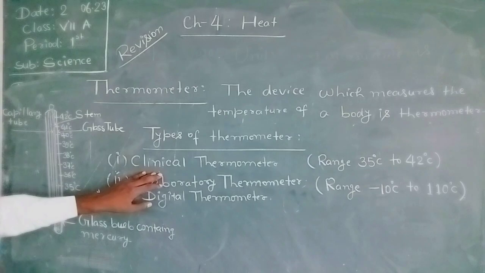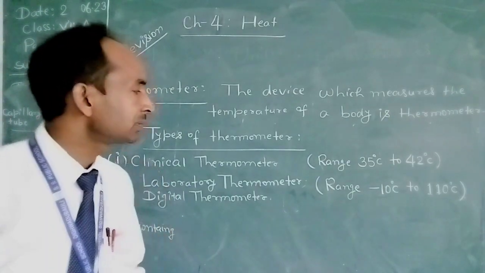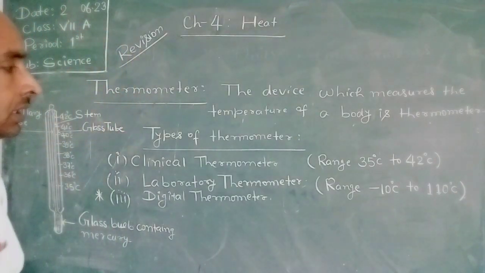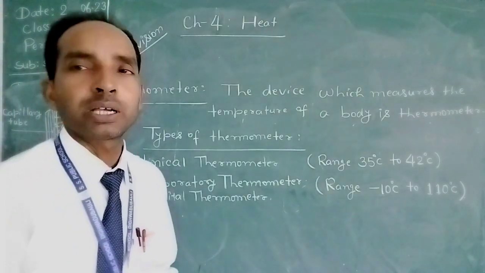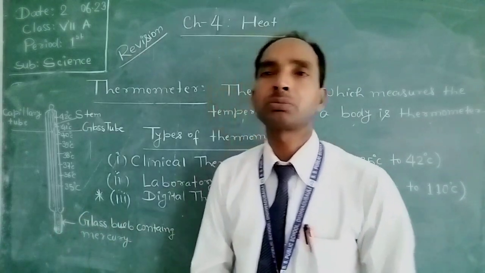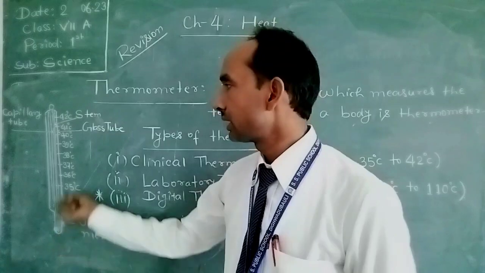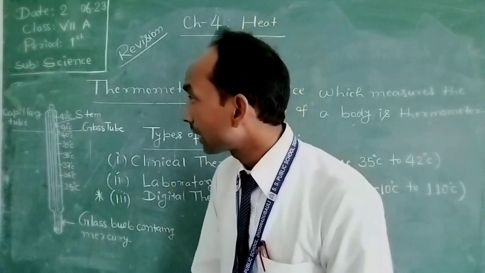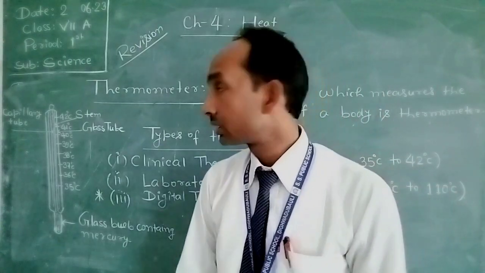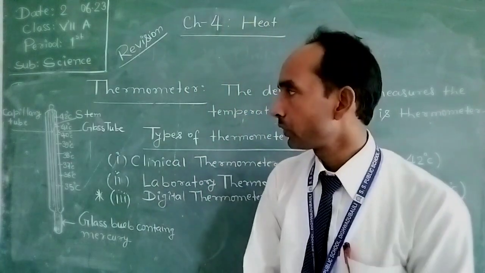The clinical thermometer is the thermometer which measures the temperature of the body, and it has a narrow glass bulb in which the end of the glass bulb has mercury. Whenever the temperature of the body rises, this mercury expands and rises in the capillary tube, and the maximum height where this mercury reaches gives the temperature of our body.